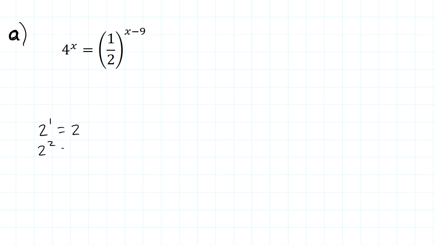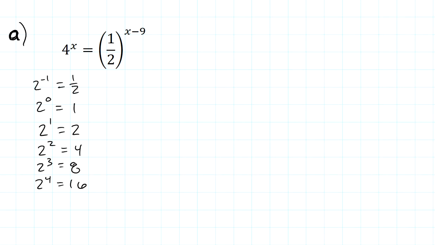2 to the second power is the number 4. 2 to the third is 8, right? And I can keep going this way. 2 to the fourth is 16. But I can also go backwards. So 2 to the 0 power, we already know that's 1, right? Anything to the 0 power is 1. But 2 to the negative 1 power is the number 1/2.